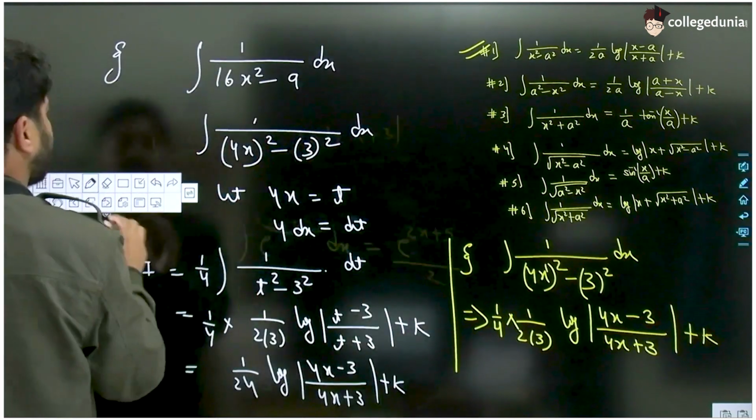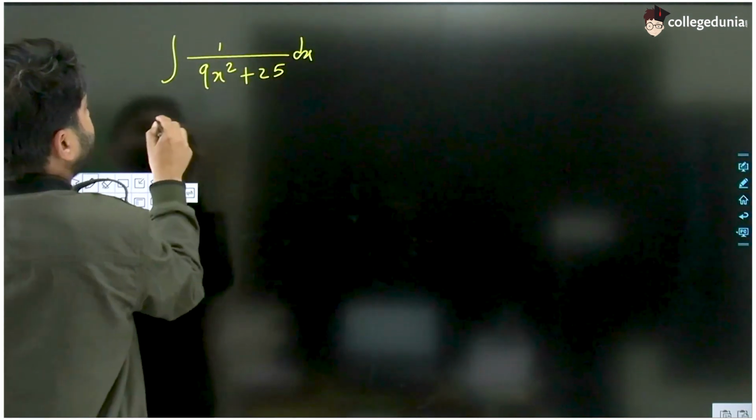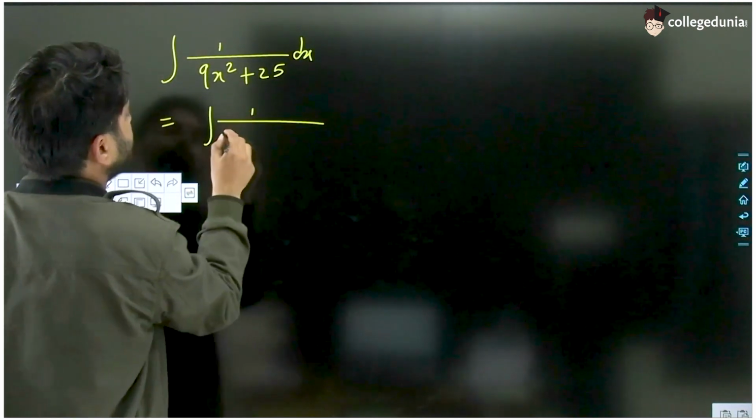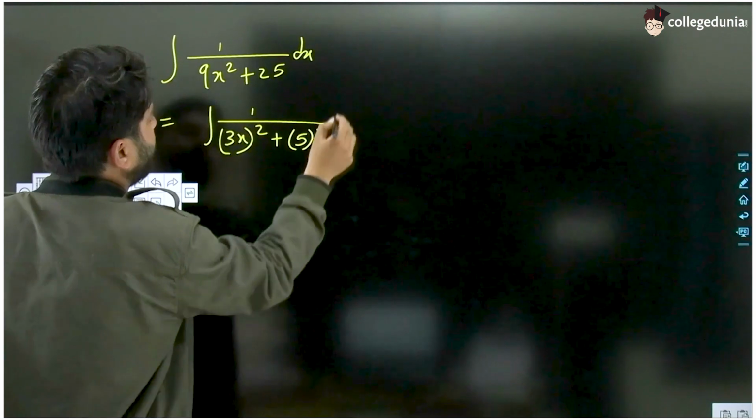Look at one more thing. Let's say we have to integrate 1 upon 9x square plus 25. This can be expressed as the square of 3x plus the square of 5.